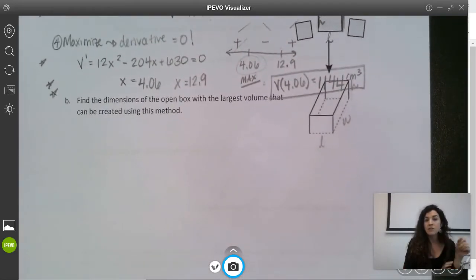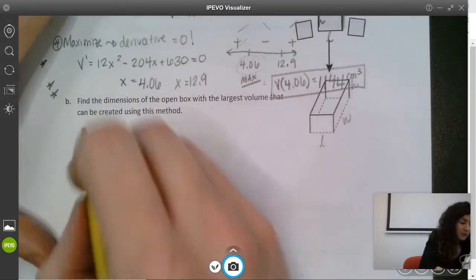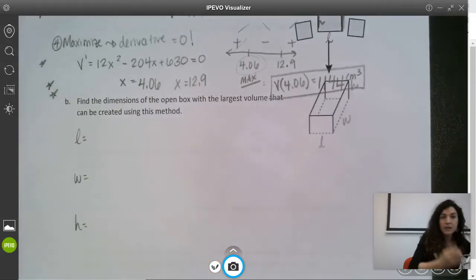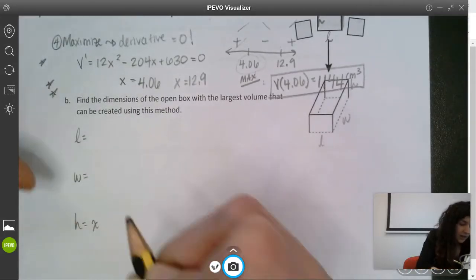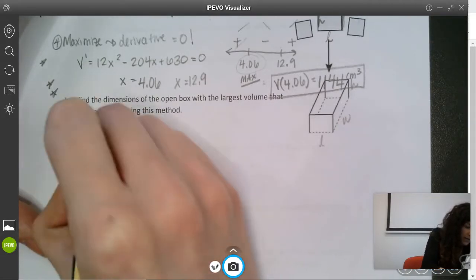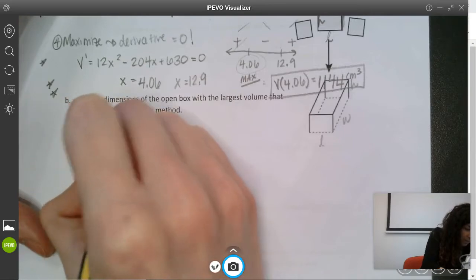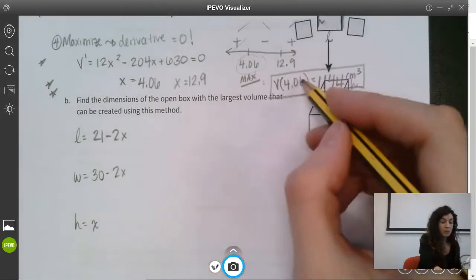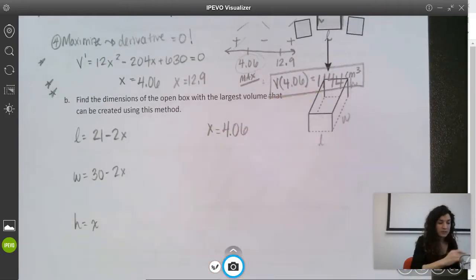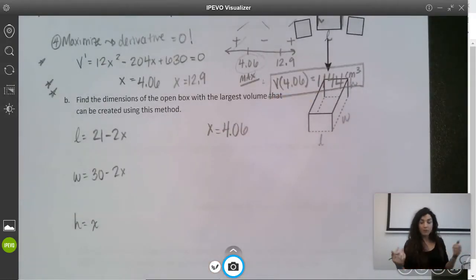We're going to find the dimensions of the open box first, though, before we move on to that. So if we want the dimensions of the open box, that means that we need to know what is length, what is width, and what is height. We know that height is just equal to x, width is equal to 30 minus 2x, and length is equal to 21 minus 2x. And we know from above that our volume is maximized when x equals 4.06, which means we plug 4.06 in for x and solve for length, width, and height. And that's it.